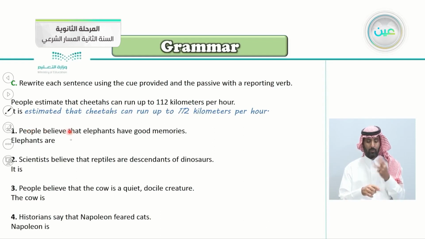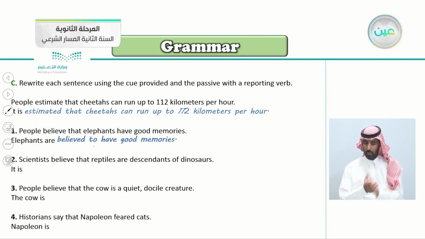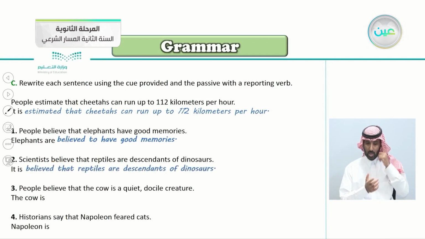Number one, people believe that elephants have good memories. Elephants have good memories. People believe. So we say elephants are, yes, believed to have good memories. Very good. Number two, scientists believe the same thing, that reptiles are descendants of dinosaurs. So we have the word believe. Yes, we say it is believed that reptiles are descendants of dinosaurs.